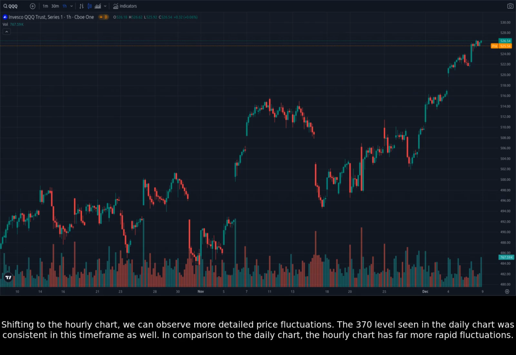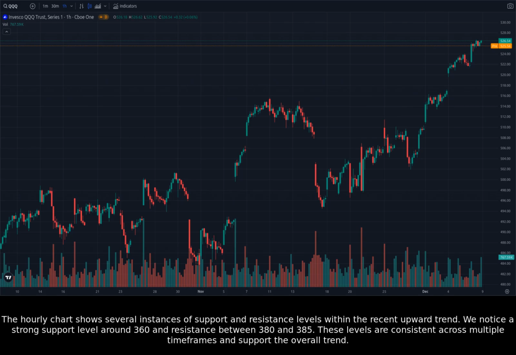Shifting to the hourly chart, we can observe more detailed price fluctuations. The 370 level seen in the daily chart was consistent in this time frame as well. In comparison to the daily chart, the hourly chart has far more rapid fluctuations. The hourly chart shows several instances of support and resistance levels within the recent upward trend. We notice a strong support level around 360 and resistance between 380 and 385. These levels are consistent across multiple timeframes and support the overall trend.